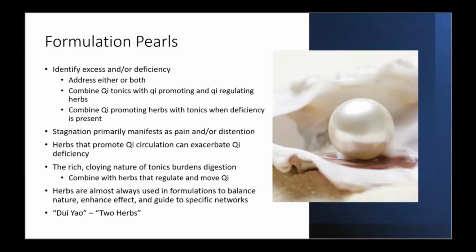So you can't just say, I've got spleen qi deficiency, I'll give them all Sijunzi Tang, Four Gentlemen. Can't do that. But what you can do is, if that's your base formula and someone has some dampness, then you're going to add some herbs to it, and I'll show you how to do that. And that's a Dui Yao, combining two herbs together. You always use formulas.